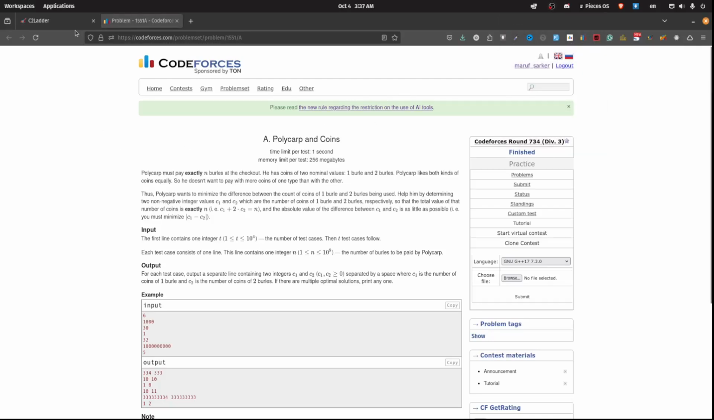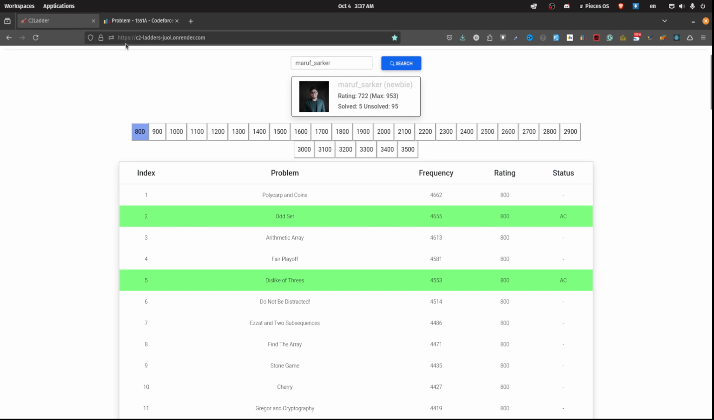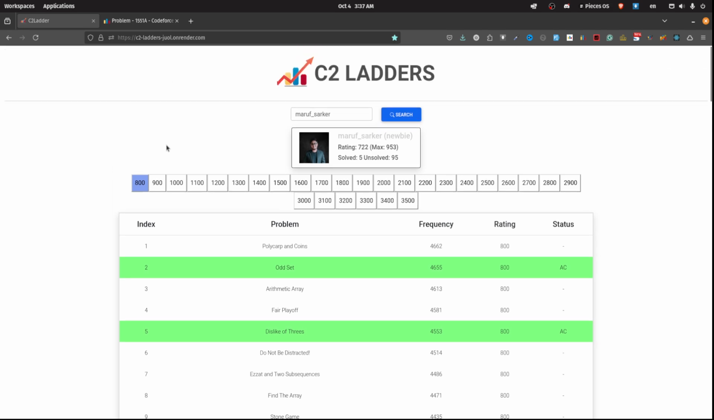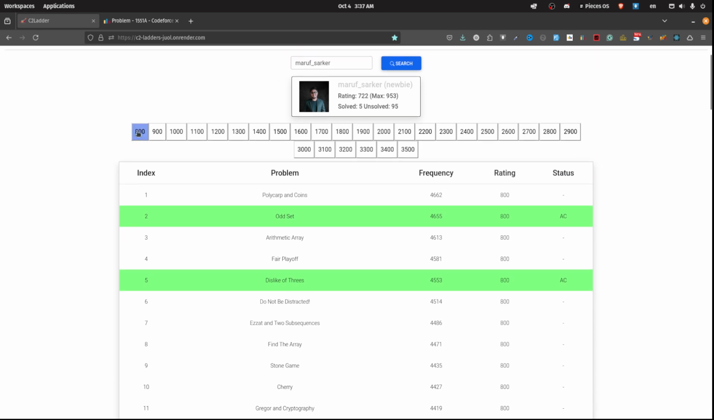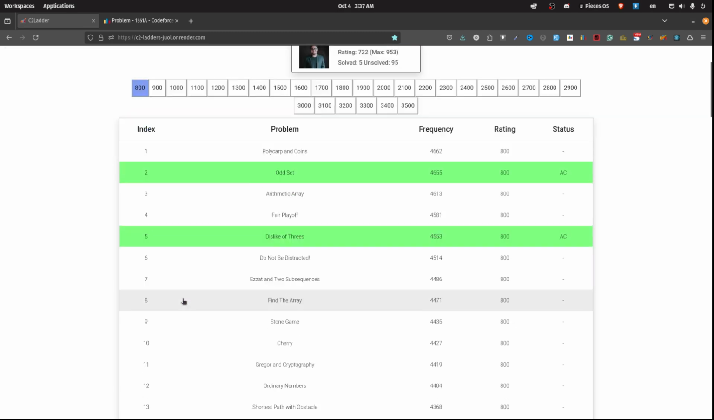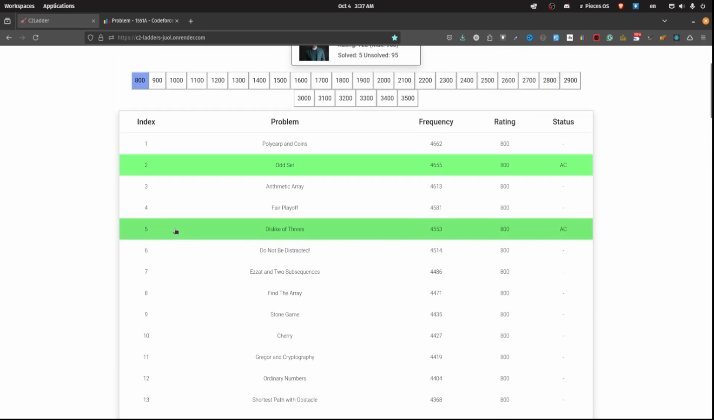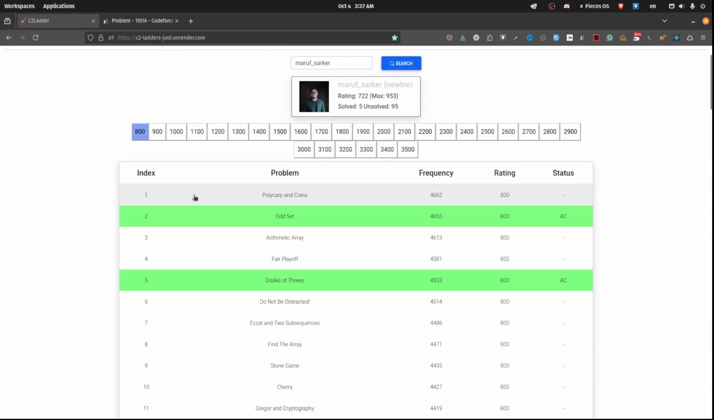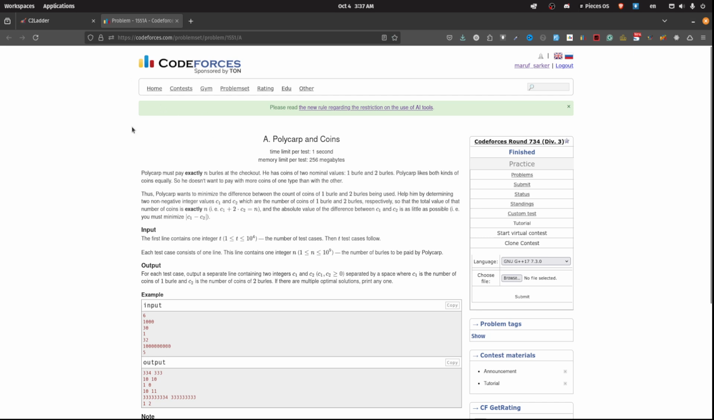So here basically I go to this site, c2ladders.com. By the way, I choose 800 difficulty rating and choose the first one, Polycarp and Coins. I solved 2, 5 and something more before. By the way, let's start from scratch. So this is the first one, Polycarp and Coins.